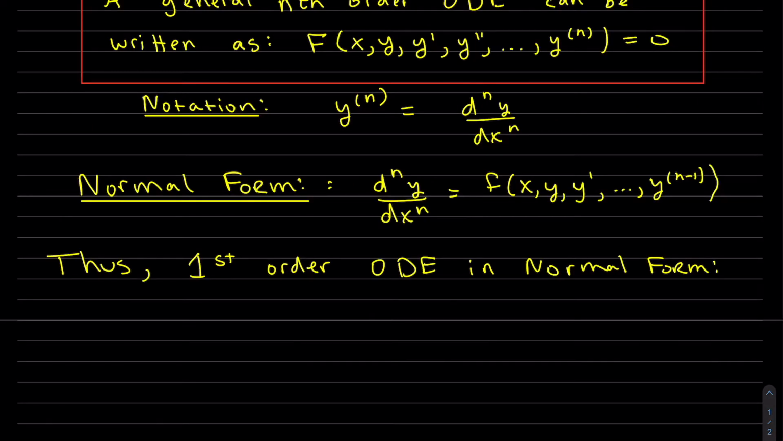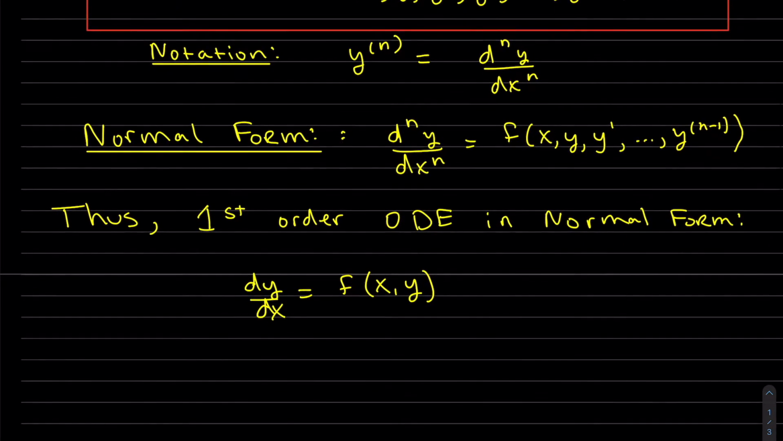The first order ODE in normal form would be our highest derivative, which would be our first derivative, dy/dx, and it's equal to all the lower derivatives, but there are none, and variables. So there we have it. That's the normal form of a first order differential equation.